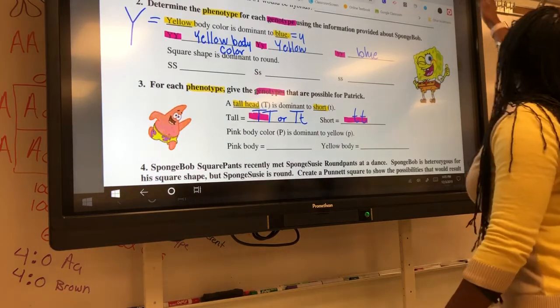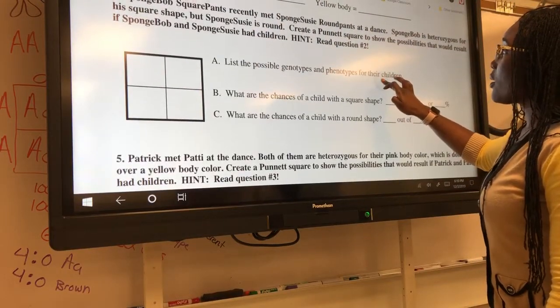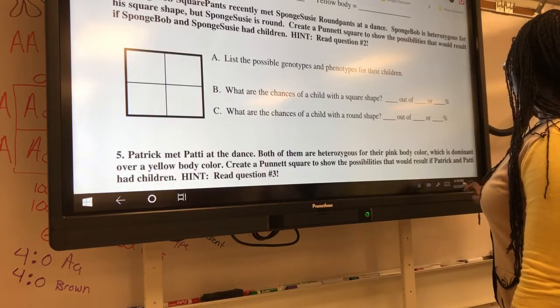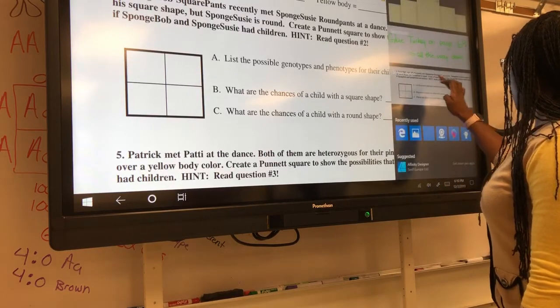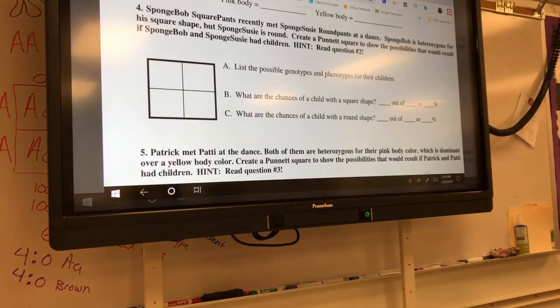Now we're going to do number four. We're working our way up to more difficult problems. So number four is a word problem. But remember, we still need to read everything and make sure you highlight. All right, so I'm gonna read it and then we're gonna highlight. It says, SpongeBob SquarePants recently met Sponge Susie RoundPants at a dance. SpongeBob is heterozygous for his square shape, but Susie is round. Create a Punnett square to show the possibilities that will result if SpongeBob and Sponge Susie had children.